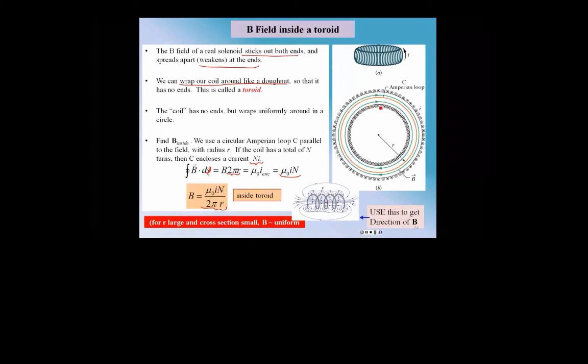The other way would simply be to take one ring, so consider the field due to one ring, and we've talked about that before. So if you have current going this way, the right hand rule gives you a B field in that direction here.